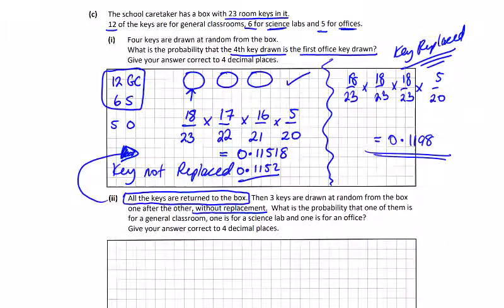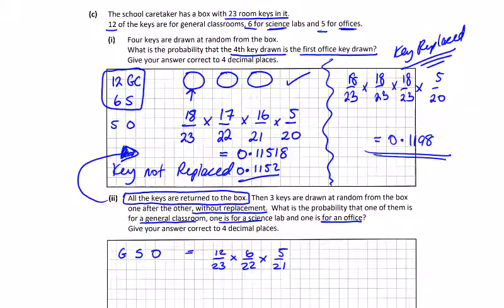So what is the probability that one of them is for GC, one for science, and one for office? Okay, well, if the first one out is GC, we just call that G. So we have GSO, that's one possibility. The probability of that would be, for G, 12 over 23. Without replacement, the probability for S would then be there's 6 of them, there's only 22 left. And the probability for O, there's 5 of them, and there's only 21 left.